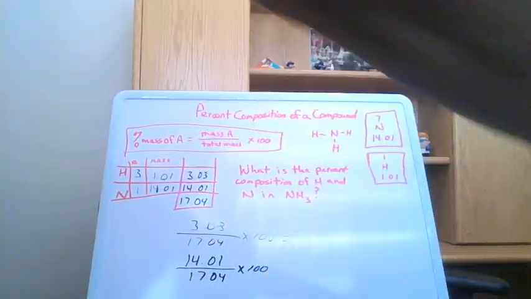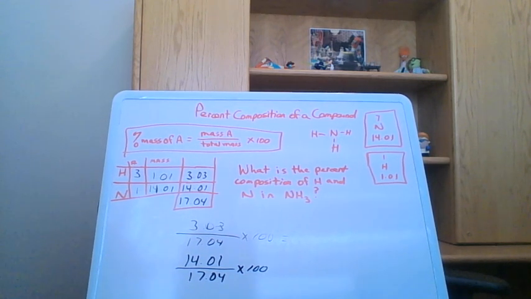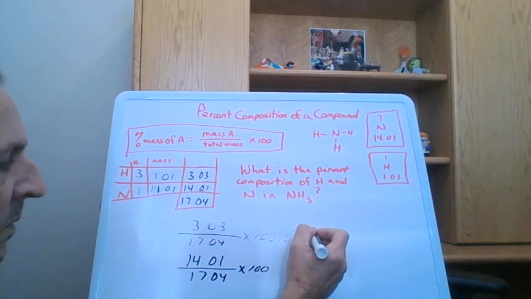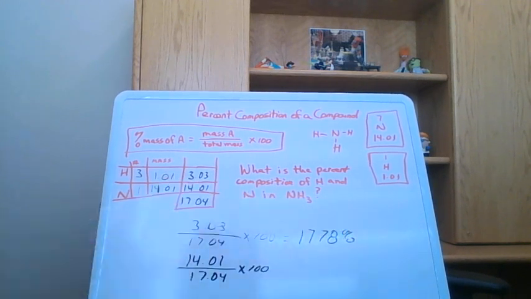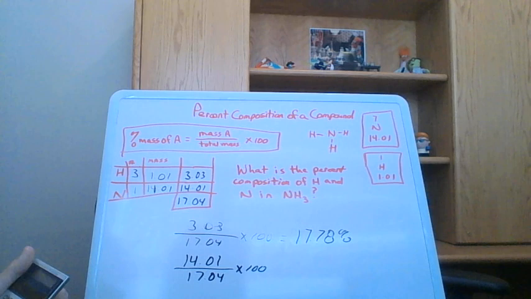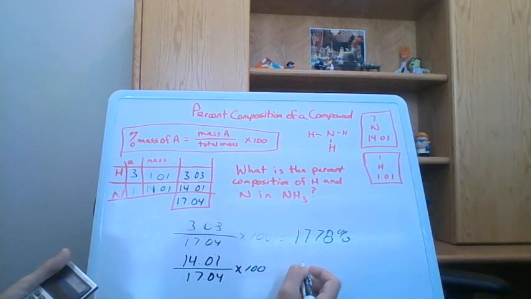And so we take our 3.03 and divide it by 17.04. And it gives us 17.78%. And we take our 14.01 and divide it by our 17.04. It gives us 82.22%.